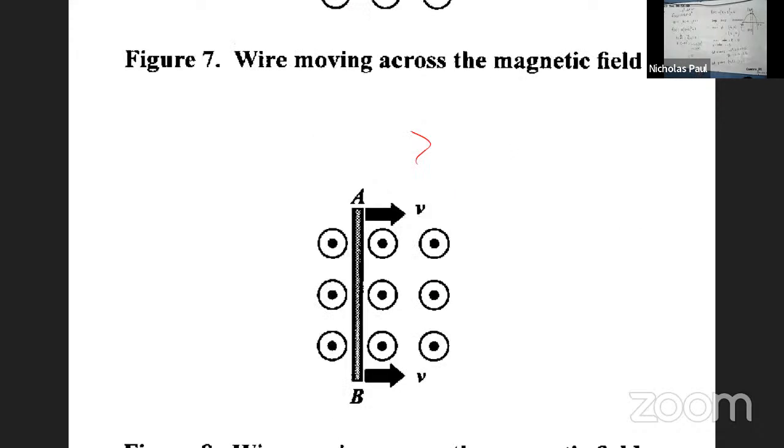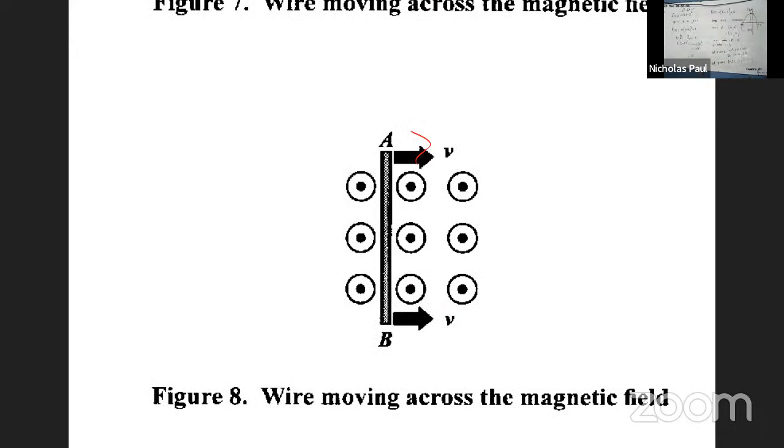Last one and we're done. Elena, sorry, do this one here. What direction is current moving in? Right hand rule. Wait on Elena to wrap up.